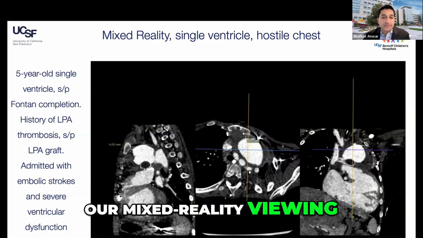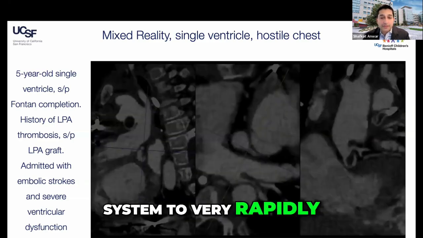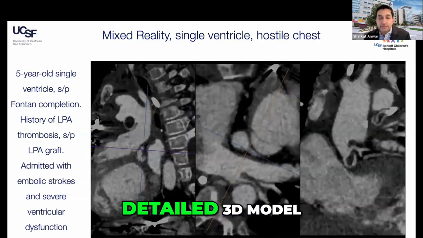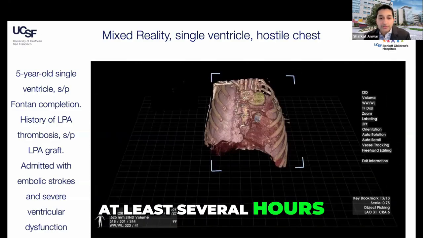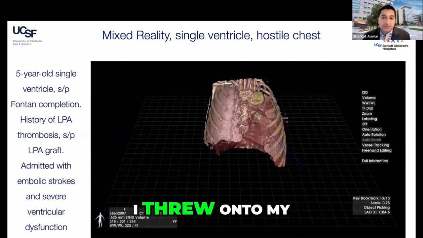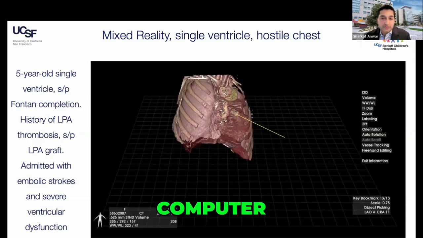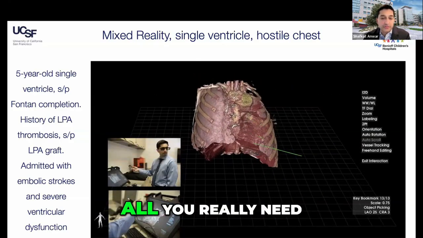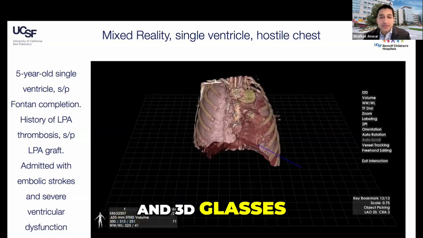our mixed reality viewing system to very rapidly plan for this case because we did not have time to make an elegant detailed 3D model that would take at least several hours. So this is something I threw onto my computer. This is the Mixed Reality EcoPixel product. It's very easy to use because all you really need is the computer and 3D glasses.